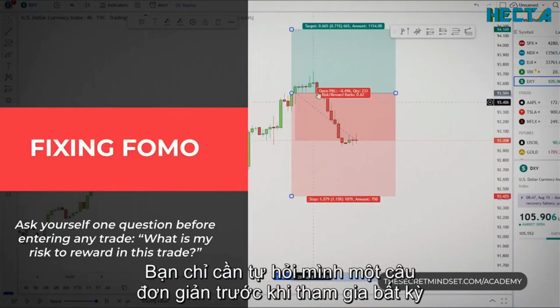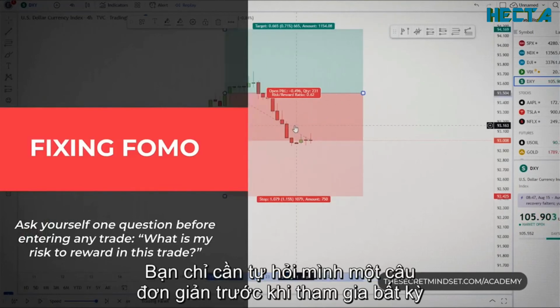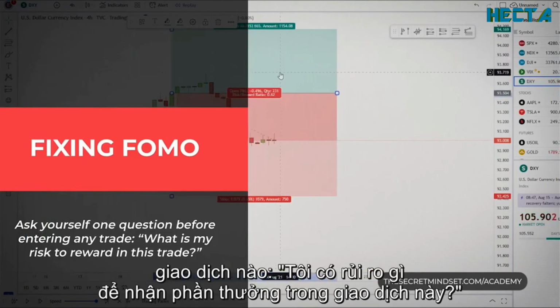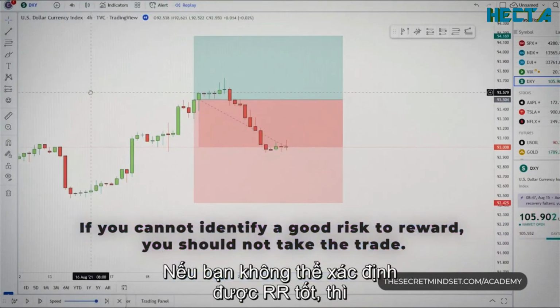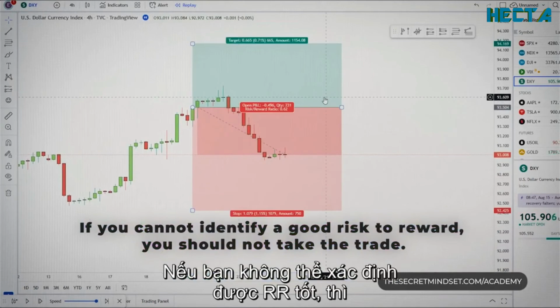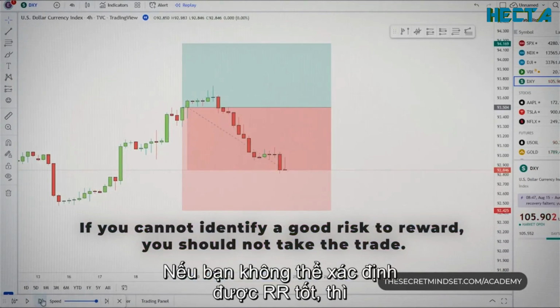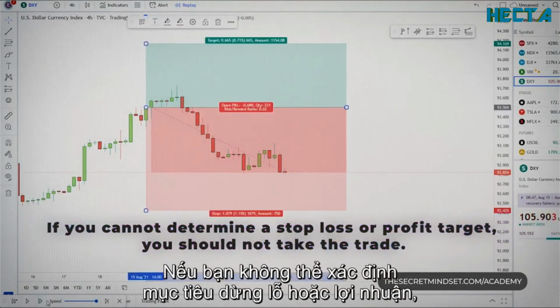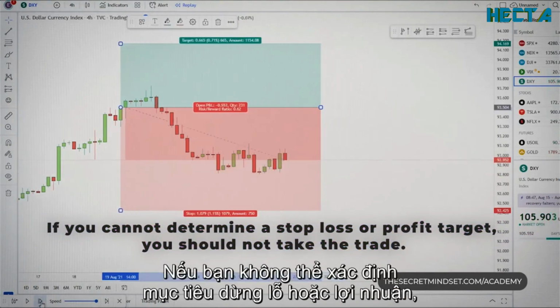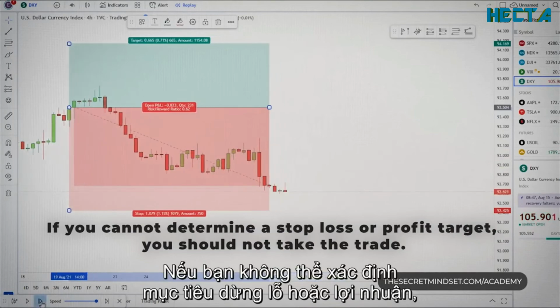You just need to ask yourself one simple question before entering any trade. What is my risk-to-reward ratio in this trade? If you cannot identify a good risk-to-reward, it is a fear of missing out trade, and you should not take it. If you cannot determine a stop-loss or profit target, then it's a trade based on FOMO, and you shouldn't take it.